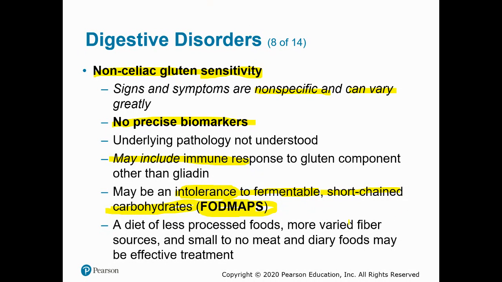So, and again, I guess I say that here. If you have non-celiac gluten sensitivity, what you might look at is reducing the intake of processed foods, eating a greater variety of fiber-rich foods, which again would be different varieties of beans, grains, whole grains, fruits, vegetables, nuts, and seeds. Maybe also reduce meat and dairy, as these can also be inflammatory in the gut and exacerbate the symptoms here.